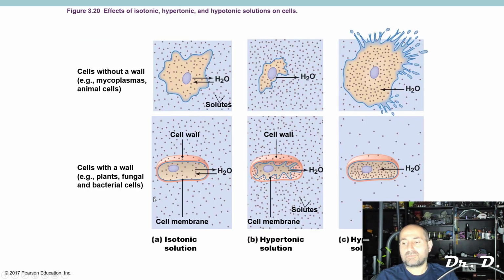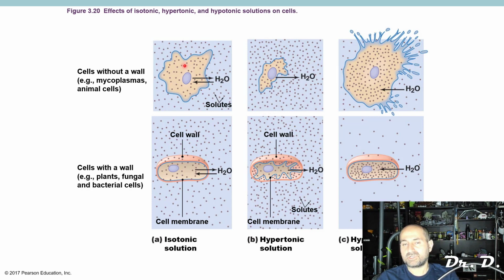So let's look at these problems here. On the top row, you have cells without a cell wall, such as animal cells or bacteria that don't have a cell wall. And on the bottom row, you have bacteria with a cell wall, or any cell with a cell wall, like plant cells. Okay, cell wall versus no cell wall. So let's see what happens. These are again called tonicity problems.